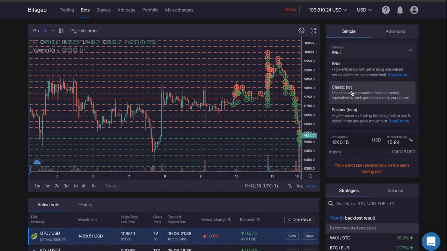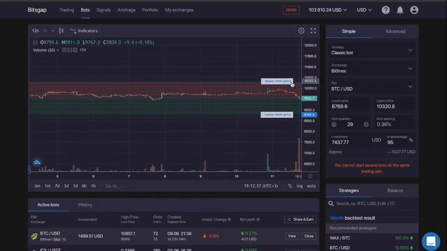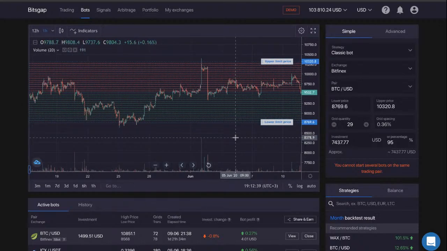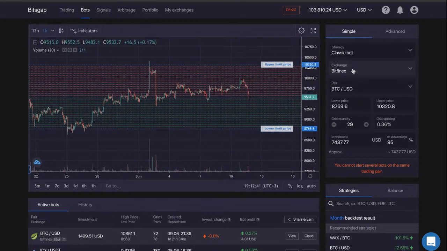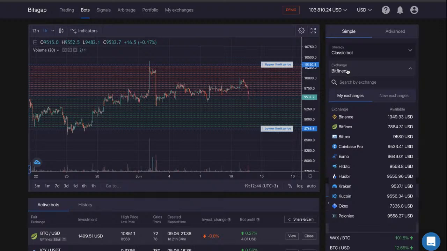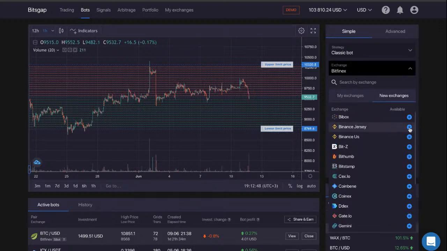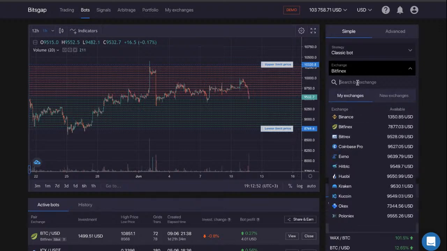So let's start with the classic bot. It's the original one, and here you can choose the relevant exchange for you. You have a list of your exchanges and new exchanges which you can add if you haven't yet. Alright, so for the sake of this example, let's use Bitfinex maybe.